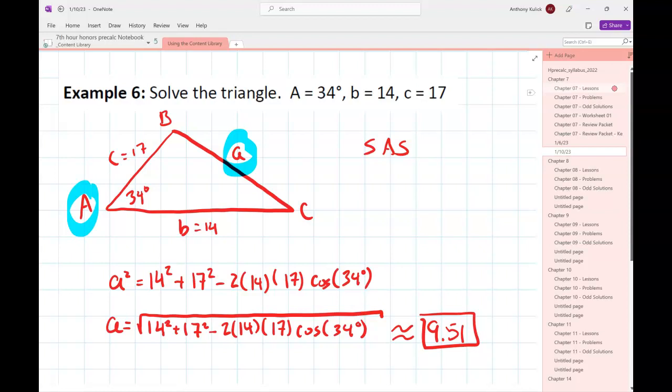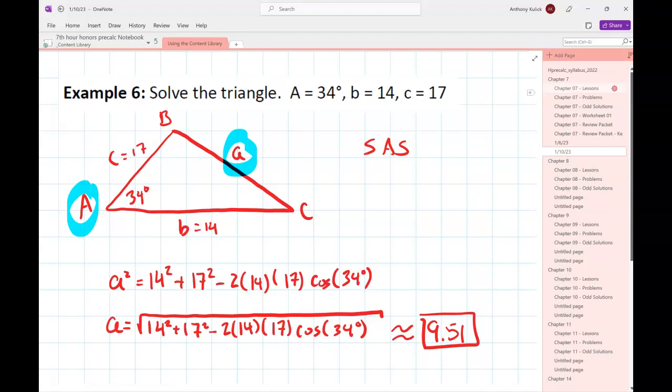So the next step is we need to find angle B and angle C. Which one should we do first? Not whichever one I want. Now it matters. Why does it matter all of a sudden? You have to do the smaller one first. You were right that we want to do the smaller one first, but why does it matter which one we do?